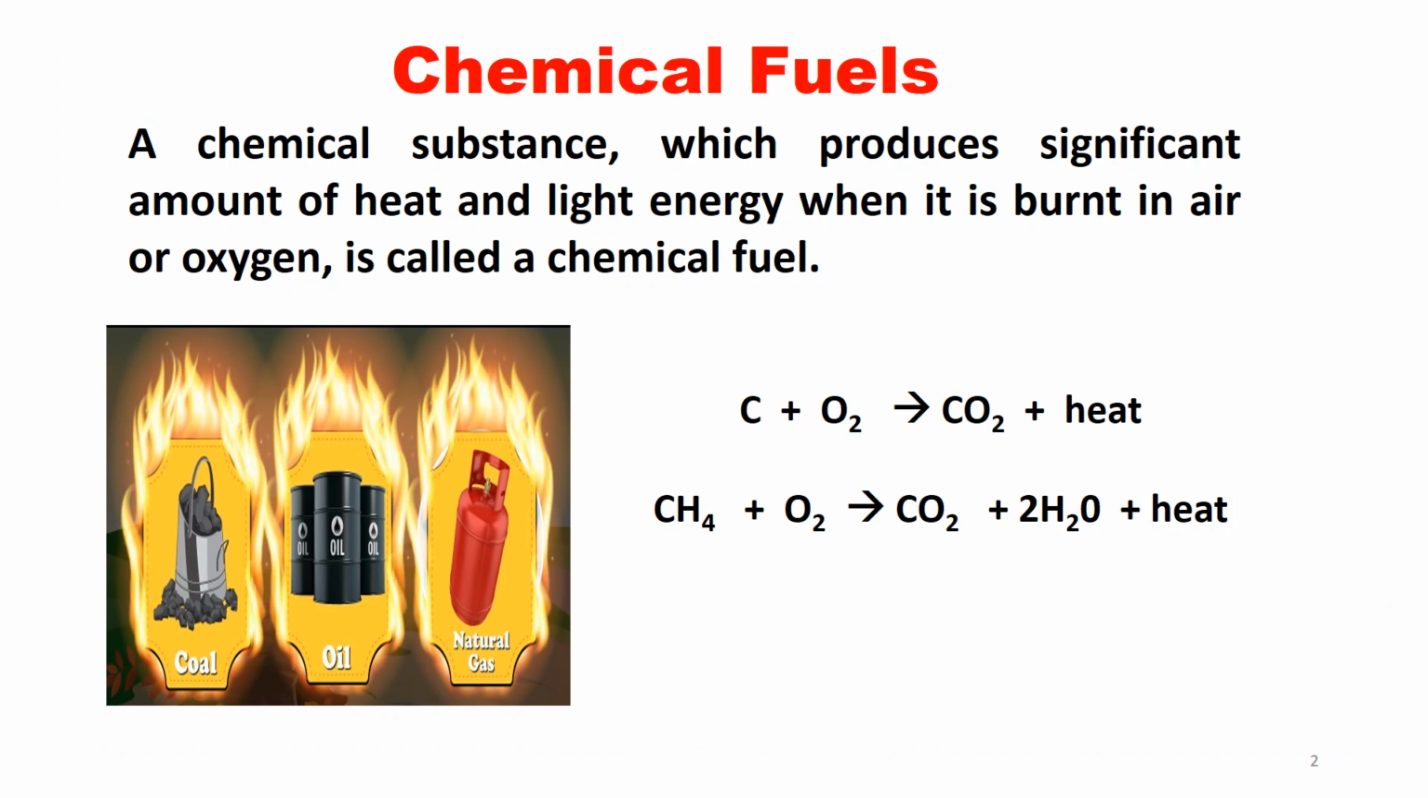Chemical fuel is a chemical substance which produces significant amount of heat and light energy when it is burnt in air or oxygen. Commonly, we'll take a few examples. Usually, it contains carbon, and when it combines with the oxygen, that is nothing but combustion reaction, you'll get carbon dioxide and heat. So, if you take simple chemical fuel methane, when it undergoes combustion reaction with oxygen, that gives carbon dioxide, water, and heat.